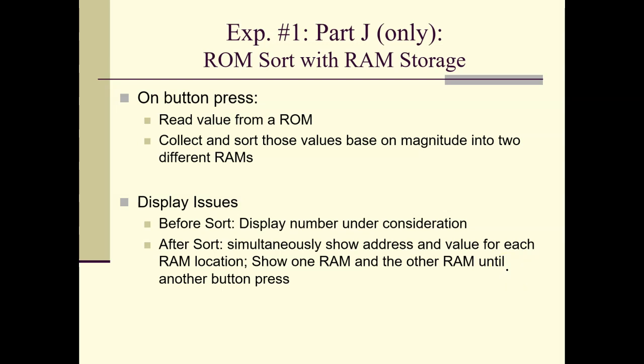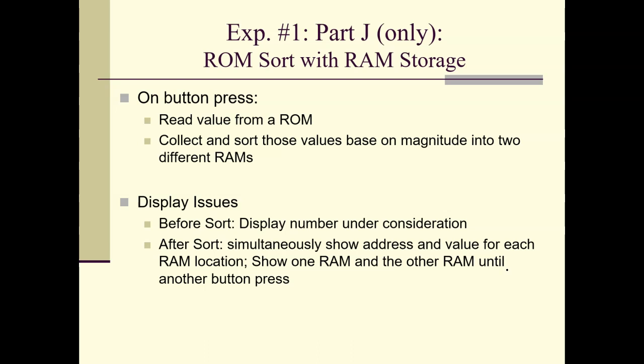So this part is essentially what you're going to do is read a value from a ROM and look at that value, and you're going to sort it based on what that value is. That value is either going to be ignored or placed in one of two RAMs. Which RAM it goes in and whether it's ignored or not are just based on the magnitude of the value that's read. So that's really super high level.